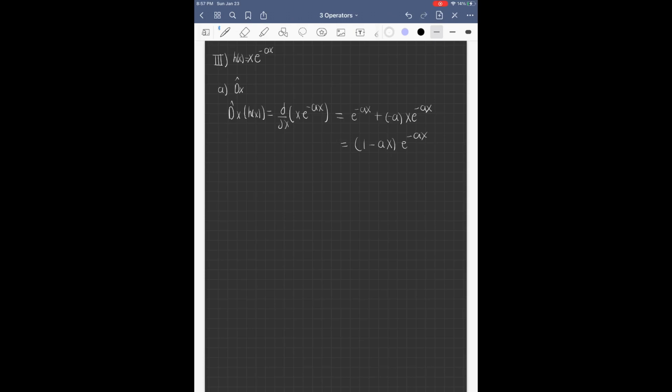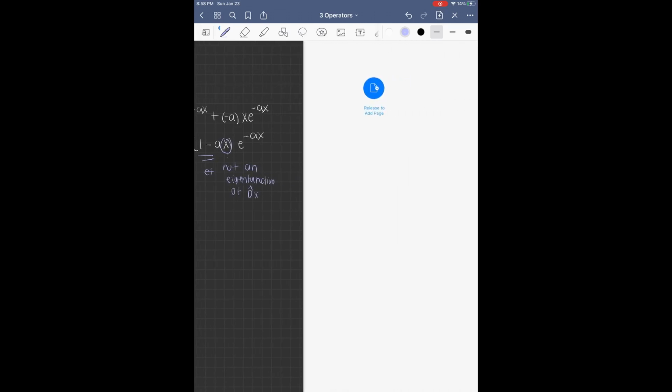Now I try to simplify this because I'm going to see if this is an eigenfunction or not, and it's not because of this x here. This x here makes it so this can't be an eigenfunction. It just makes it into a new function. So this is not an eigenfunction of the derivative operator.